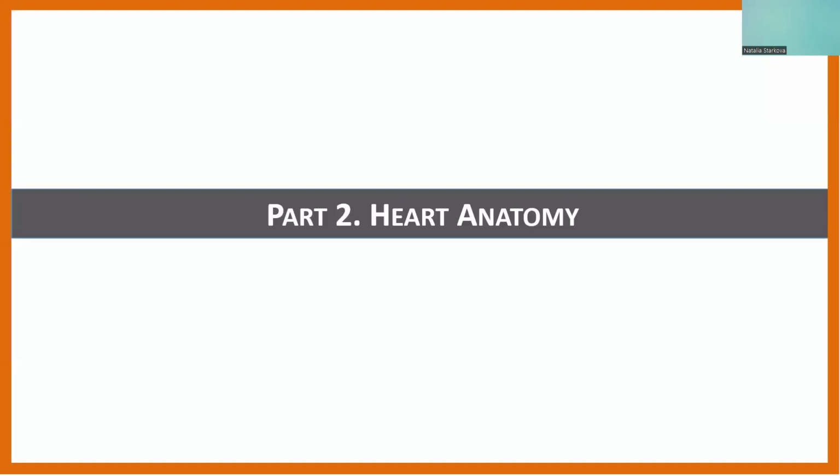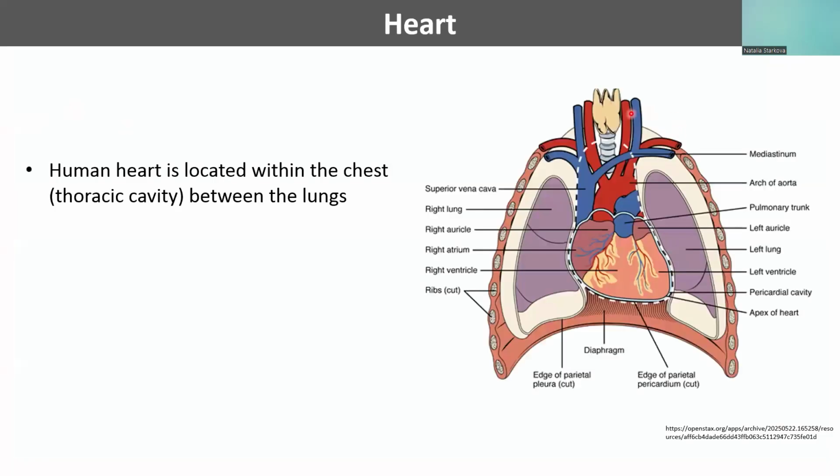Another element of the circulatory system is the heart. It is located in the chest cavity, or thoracic cavity, between the lungs, approximately in the middle of the chest. We usually think about the heart on the left side. No, it's kind of shifted toward the left side, but mostly in the middle.